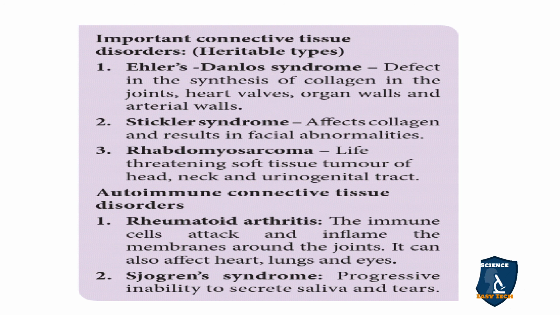Rhabdomyosarcoma is a life-threatening soft tissue tumor of the head, neck and urinogenital tract. Autoimmune connective tissue disorders: rheumatoid arthritis, where the immune cells attack and inflame the membranes around the joints, and it can also affect the heart, lungs and eyes. Sjogren's syndrome, where S is silent, is a progressive inability to secrete saliva and tears.